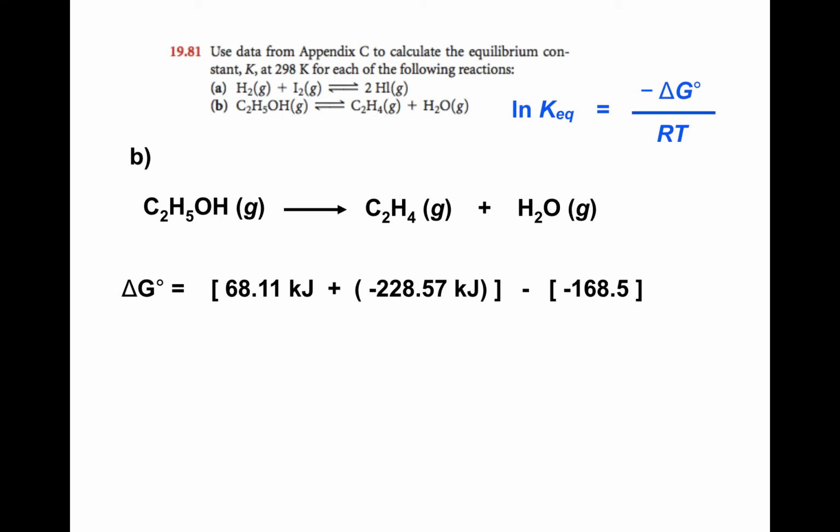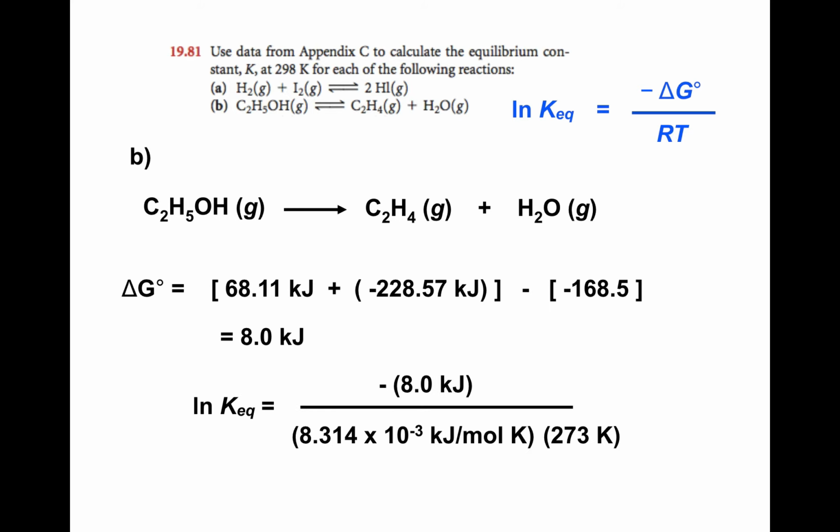Same thing, look up the delta G naught values, plug it into products minus reactants, and solve for the delta G at standard conditions value. So this one's positive, so the expectation is we're going to have a small, non-spontaneous reaction, K value smaller than 1. So I plug into the equation and solve for K.